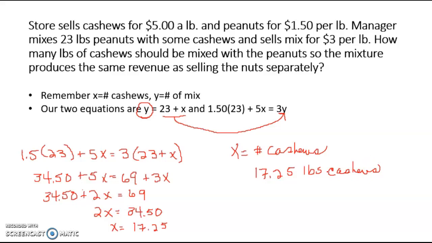Another way we could have done this would have been to have put both of them into the slope-intercept form, put them in our graphing calculator, and see where they intersect, because that's what you're looking for with the system, is where do they intersect.